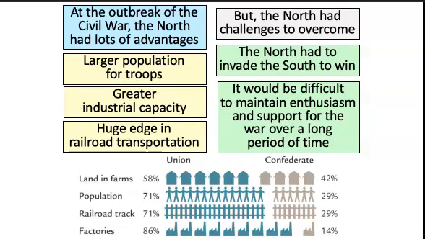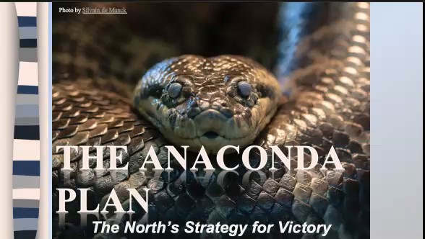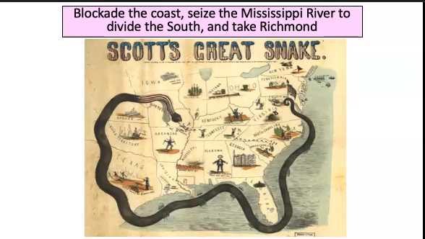But the North also had some major challenges in the war. They had to actually invade the South to win. And it would be really difficult to maintain enthusiasm and support for this war over a long period of time. In general, the plan they came up with was called the Anaconda Plan. The Anaconda Plan was the North's strategy for victory in this war, and it's going to influence what they do and how they do it over the next several years.